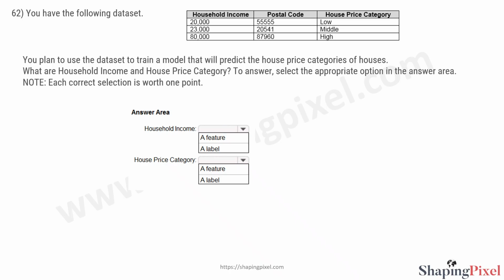The household income, we have two options, a feature, a label. House price category, we have two options, a feature, a label. So the right options are household income, a feature, and house price category, a label.